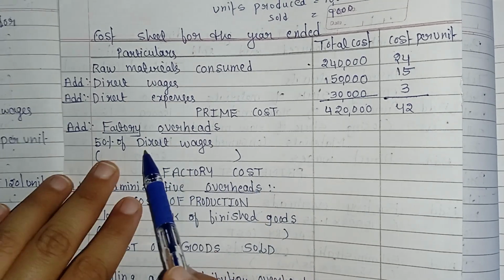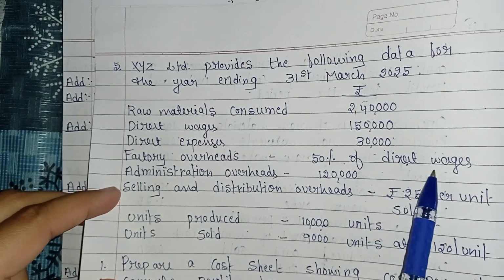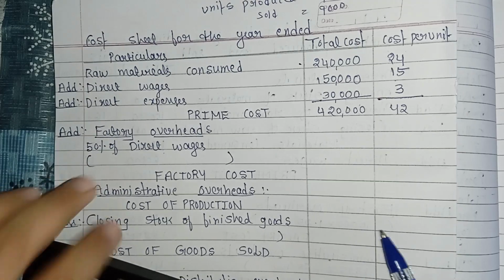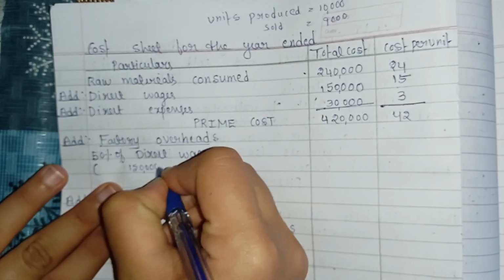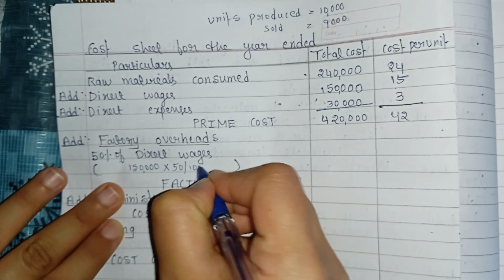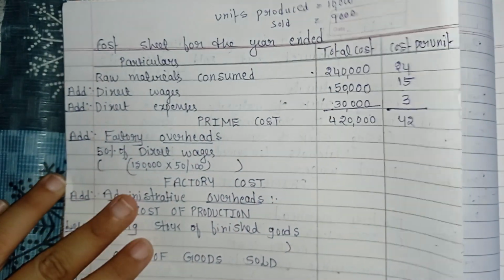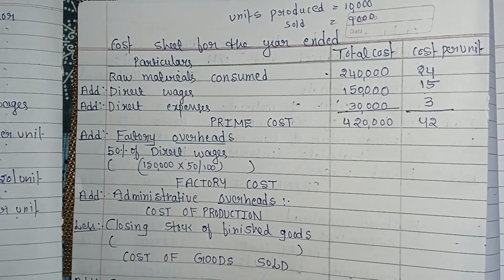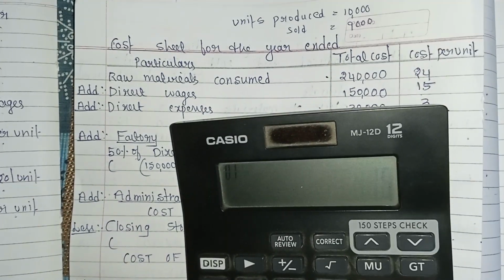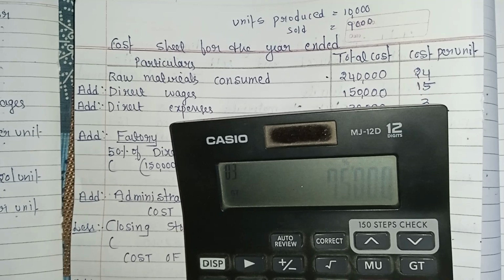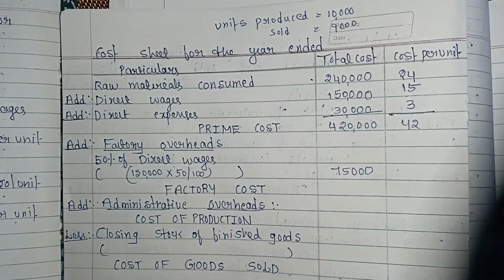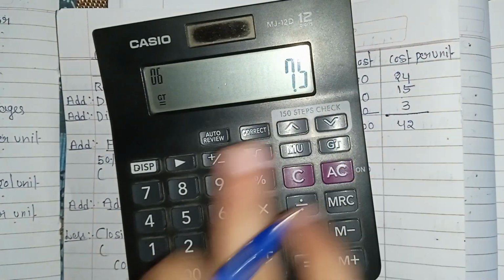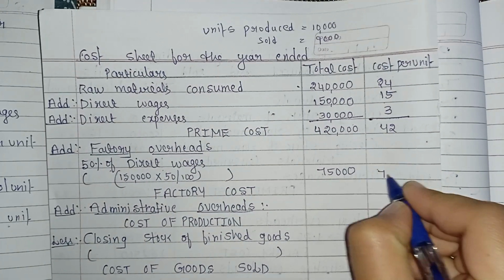So factory overheads, that is 50% of direct wages. Clear? So our direct wages how much, that is equal to rupees 1,50,000 into 50%, 50 divided by 100. So 1,50,000 into 50 percent, that is equal to rupees 75,000, our factory expenses, divided by 10,000, rupees 7.5, that is our cost per unit.